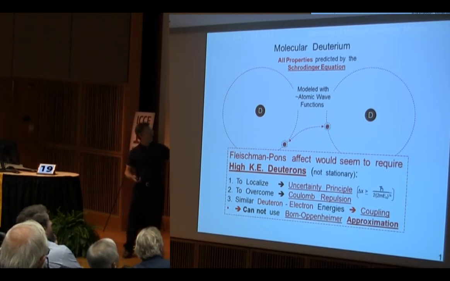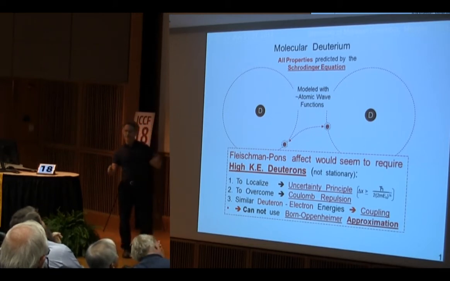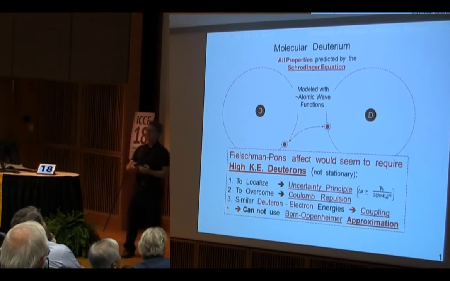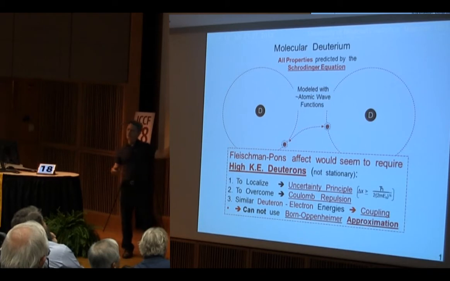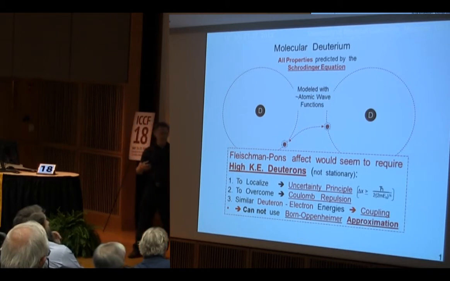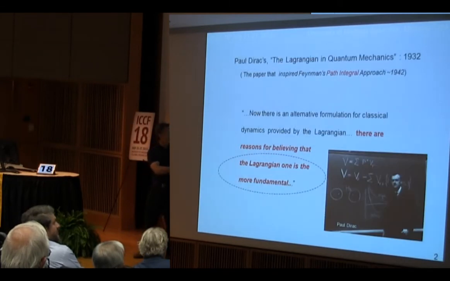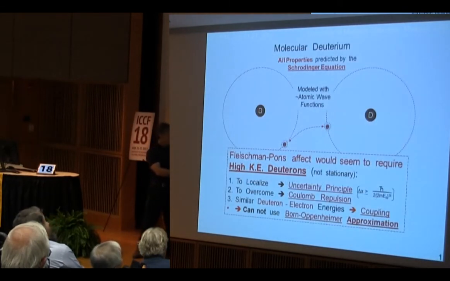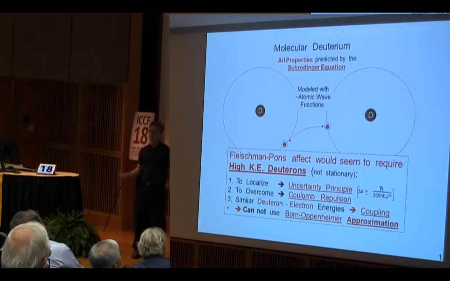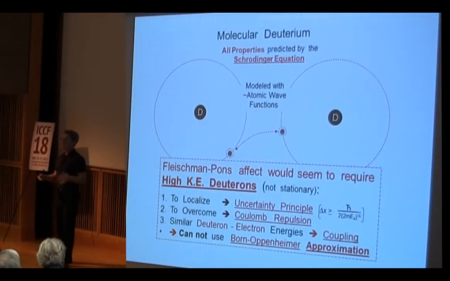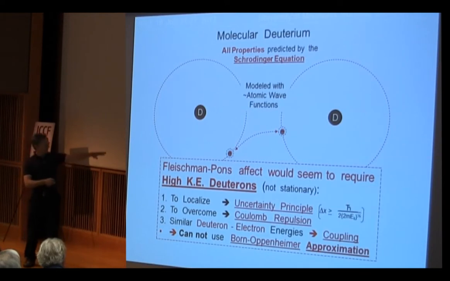No. And the reason for that is you need to localize the two. If they're going to react, they're going to have to be close together, and you're going to need to overcome the Coulomb repulsion, and that's going to require high kinetic energy. Plus, if you have the deuterons and the electrons with about the same energy, they can couple quite easily. So there's a bunch of things. So you can't use a Born-Oppenheimer approximation, so what the hell do you do?